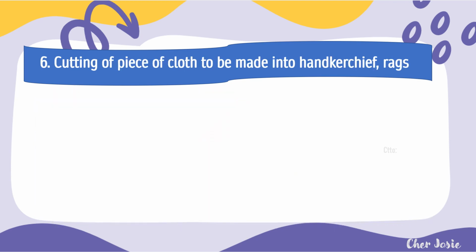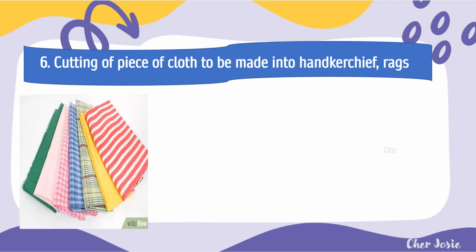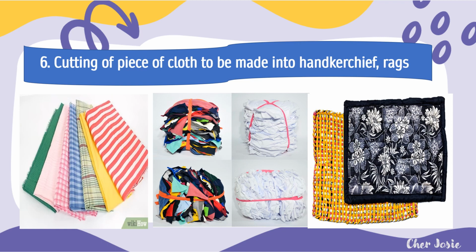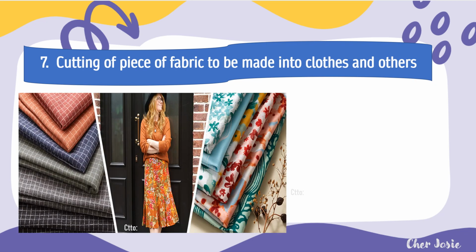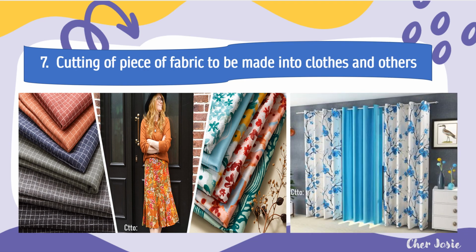For number 6, cutting of piece of cloth to be made into handkerchief or rugs, just like in this picture. Instead of throwing them or burning them, which is not good for our environment, we can use them in making different kinds of handcraft. For number 7, cutting of piece of fabric to be made into clothes and others, just like curtains and other decorations that are made of cloth or fabric.